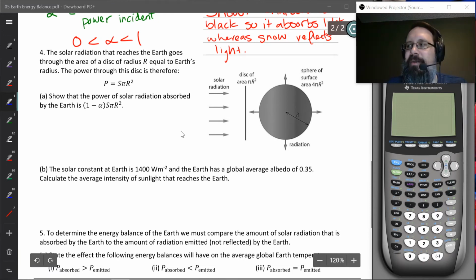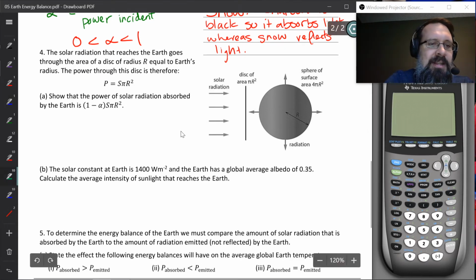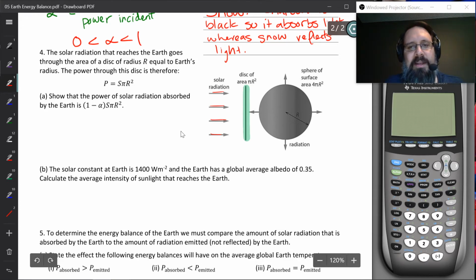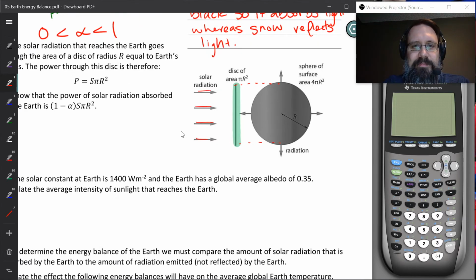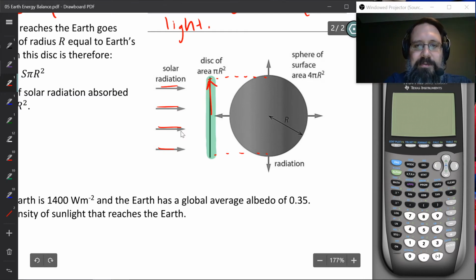Okay, so what we want to do now is look at the energy balance of the Earth. We want to look at how much energy is coming into the Earth versus how much energy the Earth itself is emitting. The solar radiation that reaches the Earth goes through the area of a disk, and that's what you're seeing in this picture here. Imagine this is a disk, and here's your energy from the sun coming in. The sunlight is coming in this way, and it's all going to have to pass through that disk. That disk, notice, is exactly the same as the diameter of the Earth. So that disk has a radius equal to the radius of the Earth.